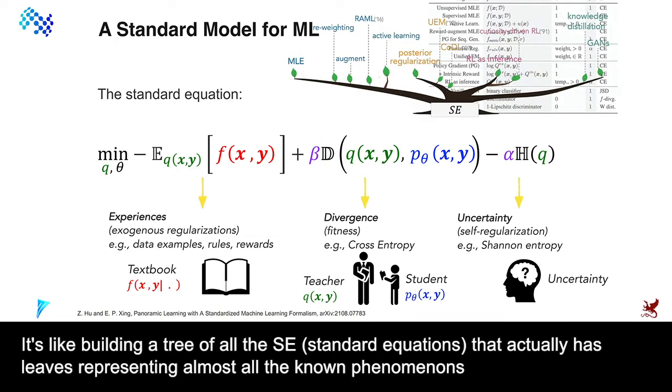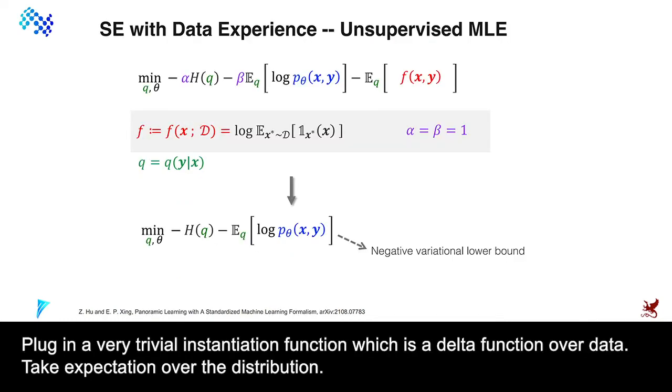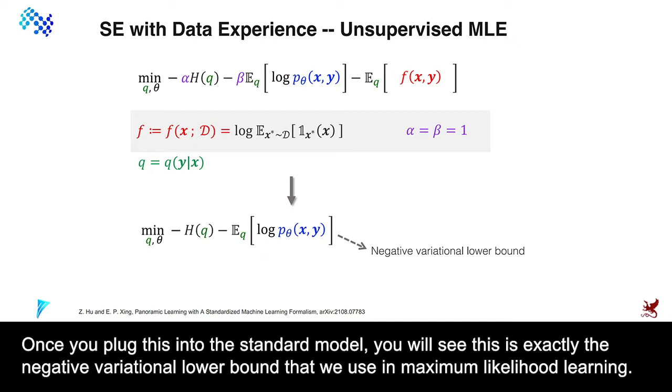It's like building a tree out of the standard equation that has leaves representing almost all the known phenomena and the learning paradigms that we typically work with. I will give you a few examples. Plug in a very trivial instantiation function, which is a delta function over data, taking expectation over the distribution. Once you plug this into the standard equation, you will see this term, which is exactly the negative variational lower bound we use in maximum likelihood learning.